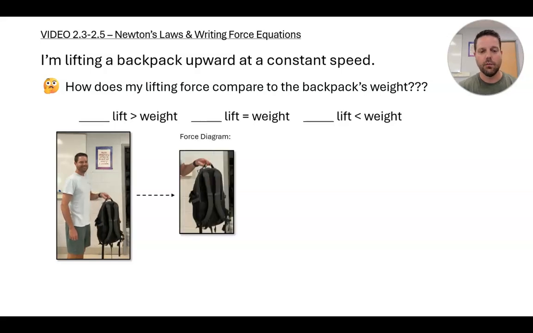So to answer this problem, we're going to look at a force diagram. And so the points of contact would be really just my hand. That's the only thing touching this backpack. So there would be an upward pull, which we could call tension, from my hand on the backpack. And of course, we'd have gravity.